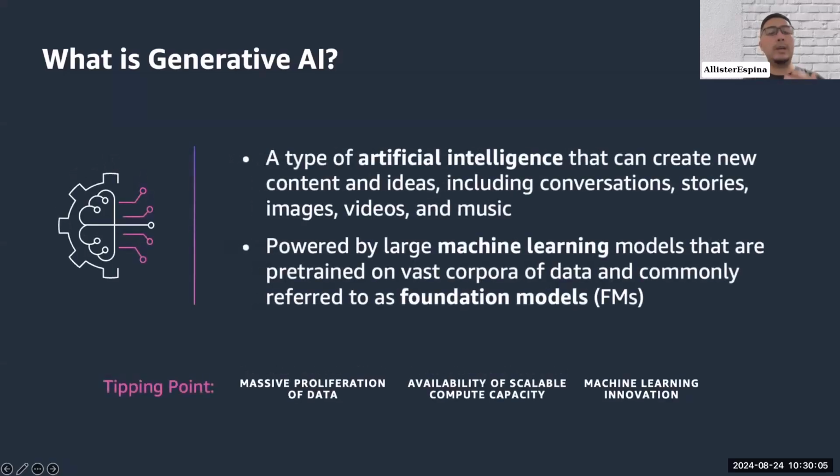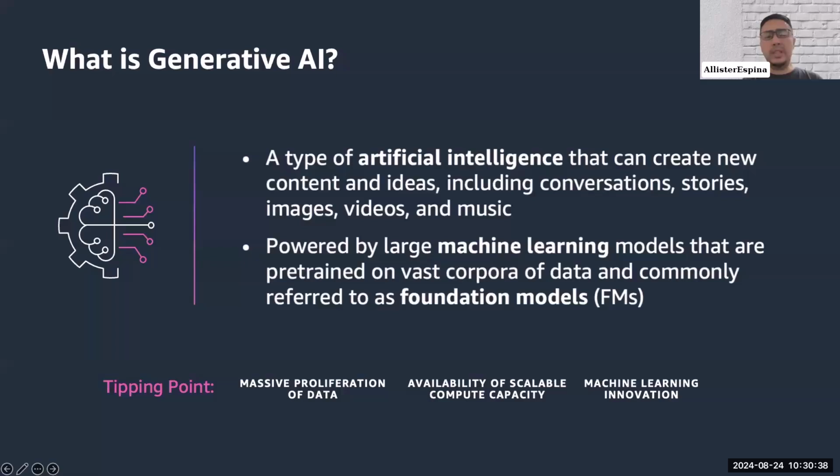So it's a type of artificial intelligence that creates new content ideas. That's why it's generative, because it generates. So content, ideas, conversation, stories, images, what have you. And it's powered by, just like any other AI, large machine learning models that are pre-trained over internet-wide vast data, and then it's commonly referred to as foundation models.